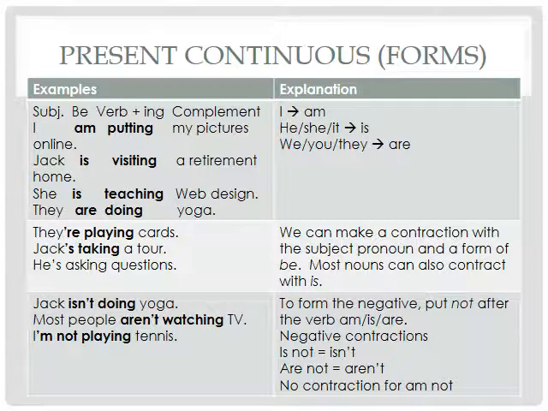Just like the verb to be could be formed into contractions before when it was used by itself, it can be formed into contractions even when it's used with the present continuous. So if we look at the examples here, it says they're playing cards, which is they are, and the are is contracted. Jack's taking a tour and he's asking questions. Remember that the rules for contractions still apply, so words that end in those s or ch kinds of sounds can't be contracted, and also plurals can't be contracted.